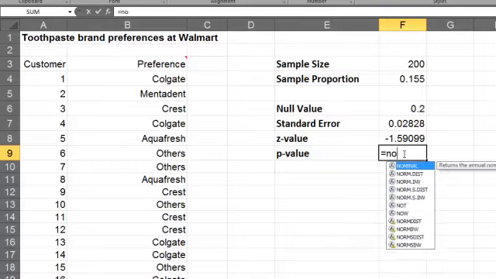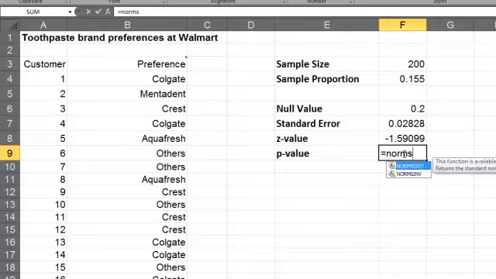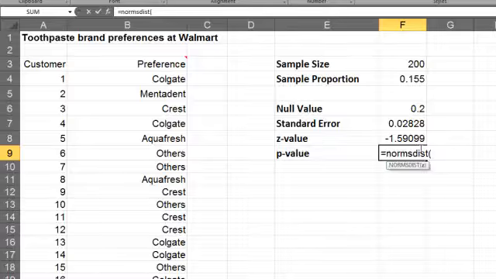And again, it's just a matter of manipulating the NORM.S.DIST function. One of the ways I can do it is to say NORM.S.DIST. It's important to remember the S here for the standard normal distribution, which is the z distribution. So NORM.S.DIST of this z value that happens to be negative. That will give me the probability of being at that value or further to the left, at that value or further below, which in this case is more extreme.